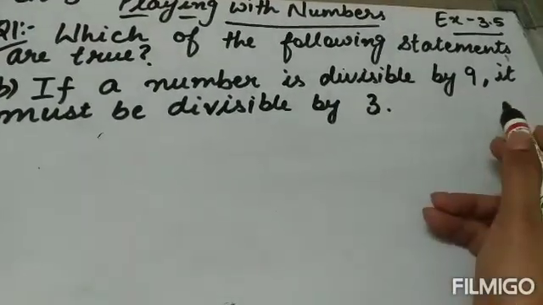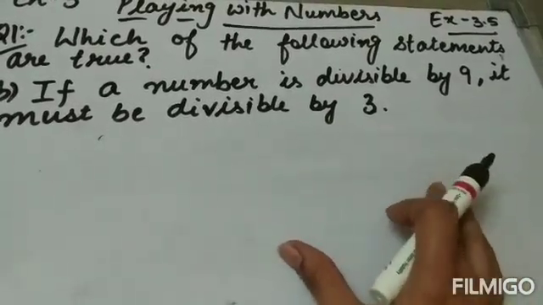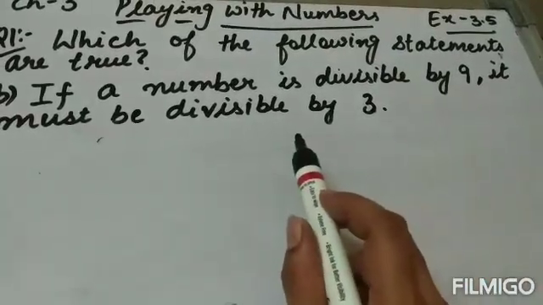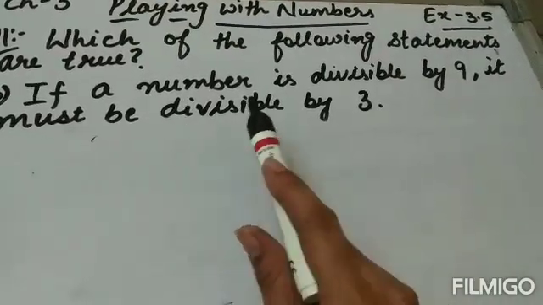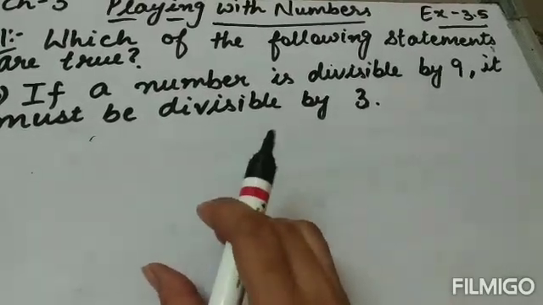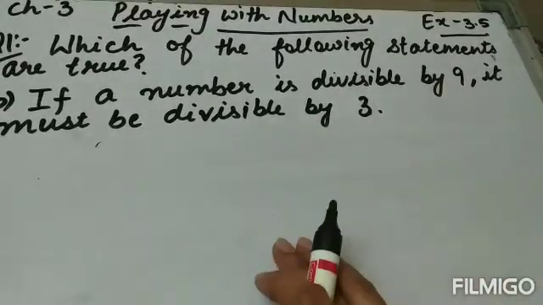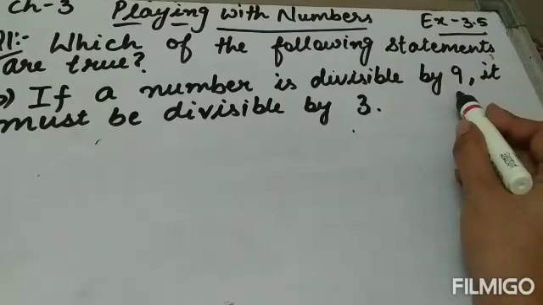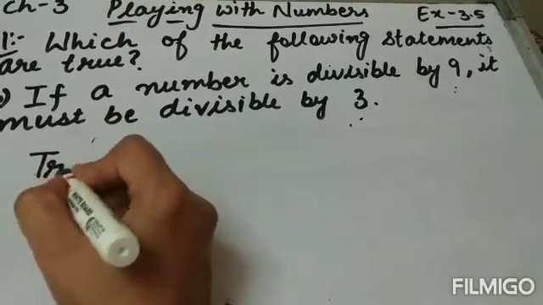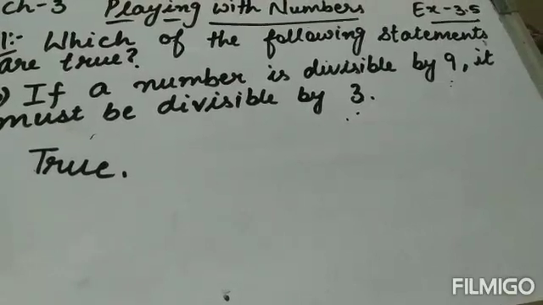if a number is divisible by 9, it must be divisible by 3. This is the opposite of A part. In A part, it was if a number is divisible by 3, then it must be divisible by 9, and that was false. But in this case, if a number is divisible by 9, it must be divisible by 3. This is true, because if a number is divisible by another number, then it is also divisible by its factors, and 3 is a factor of 9. Okay, 3 is a factor of 9. That means this statement is true. Okay, so this is B part of the question.